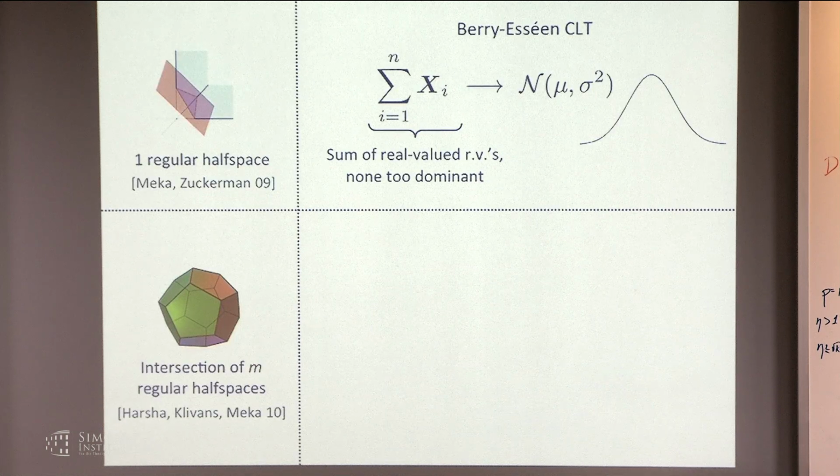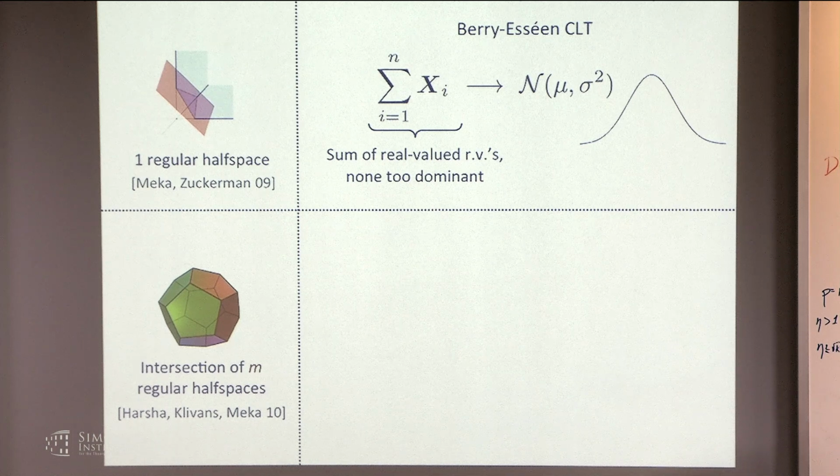So recall that the key technology underlying the Meka-Zuckerman paper for a single regular half space was the central limit theorem. If you sum many real-valued random variables, none of them are too dominant. It's a regular sum. It starts to look like a Gaussian.